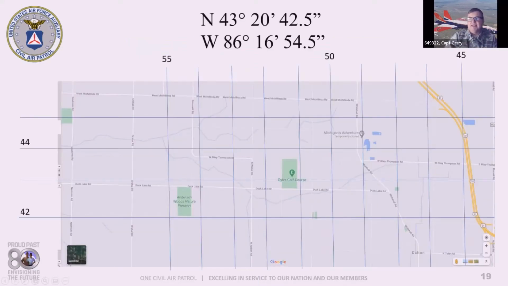So we've got the minutes. We've got the degrees. Now let's see if we can concentrate on the seconds. All right. So we're now looking for 43 degrees, 20 minutes, 42.5 seconds, 86 degrees, 16 minutes, 54.5 seconds. What do you think we're looking for?